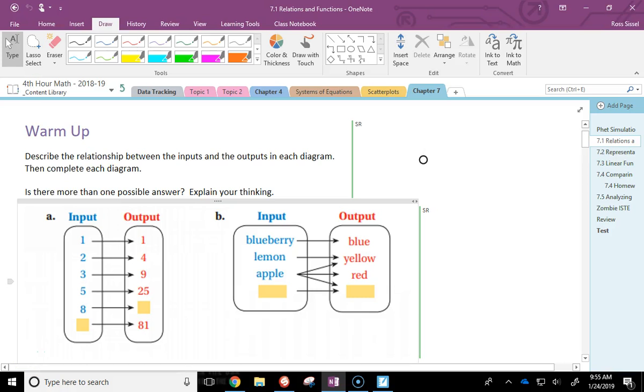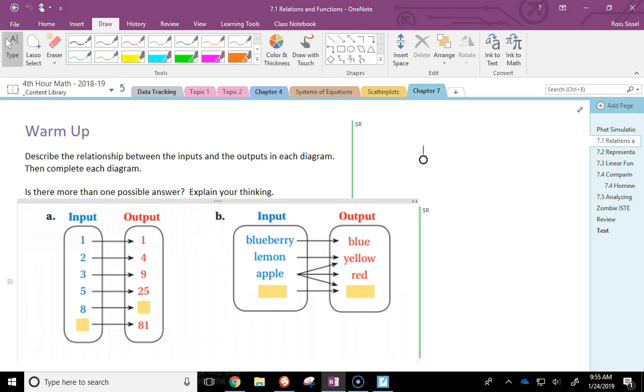Alright, so, warm up. Describe the relationships between the inputs and outputs in each diagram. Some of what you're going to see up on this OneNote will not be in your foldable, and that is okay. If it's not in your foldable, you're just going to follow along. We're going to use it to discuss a couple main points, so I'm seeing which ones are there, and then we'll come back to them.